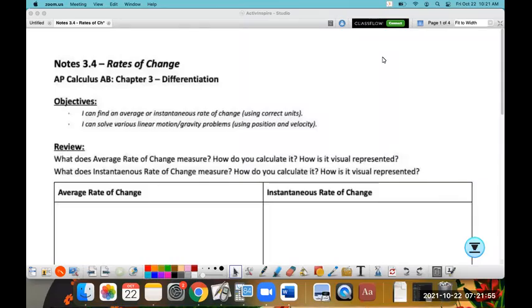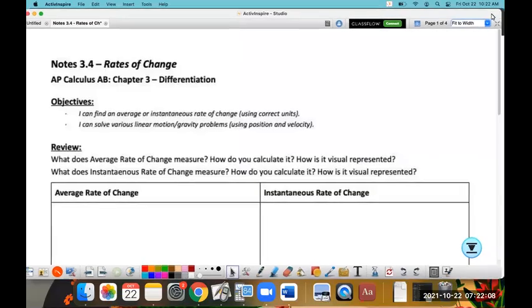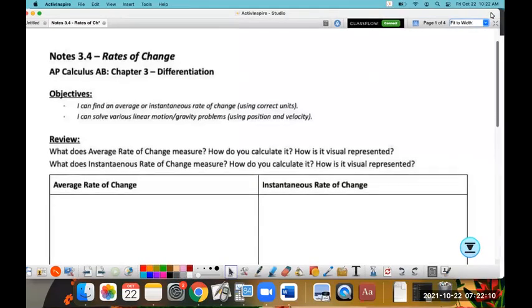Hi guys. So we are going to be talking about rates of change in this set of notes, which we've been talking about a lot recently anyway. We just haven't been using those specific words. So let's go back and review average rate of change and instantaneous rate of change.